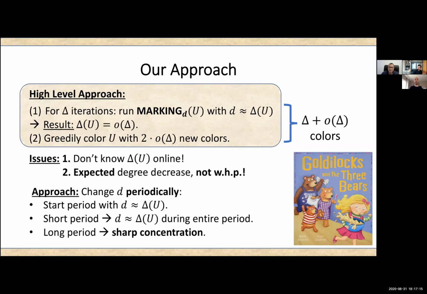And now if we take the periods to be not too short, or just long enough, then we can appeal to concentration inequalities and say that the uncolored graph's degree decreases in a predictable fashion. And so we can feed this new value into the next period and just rinse and repeat. Okay, I think this was maybe a little abstract. Let me instantiate this with an algorithm.